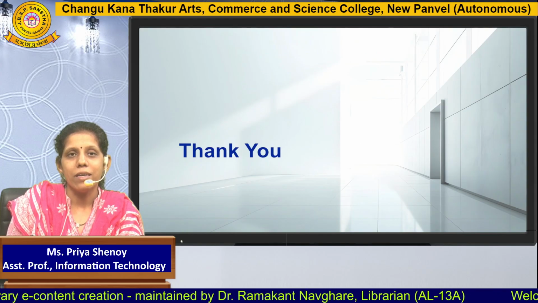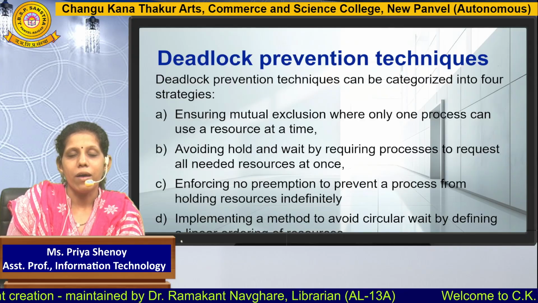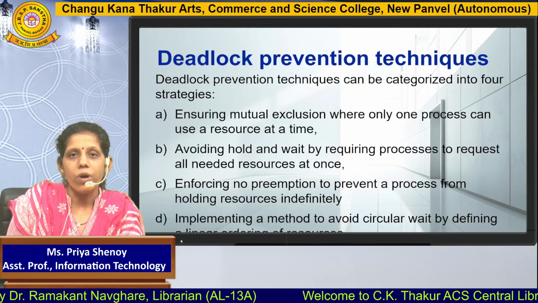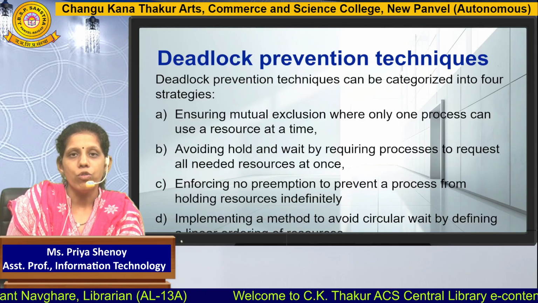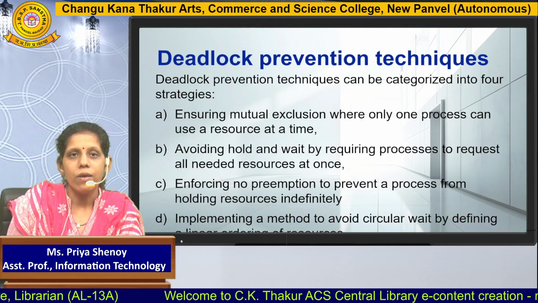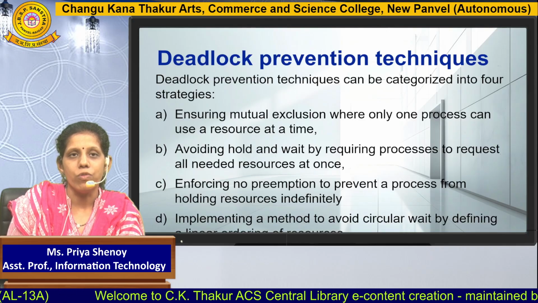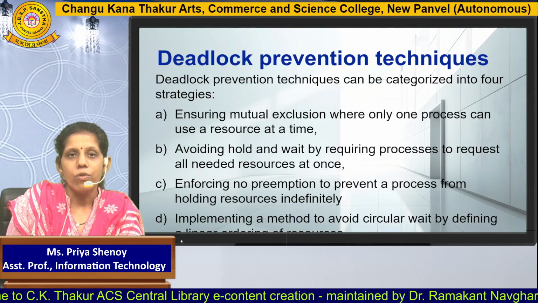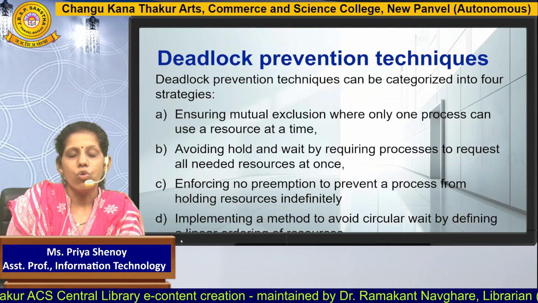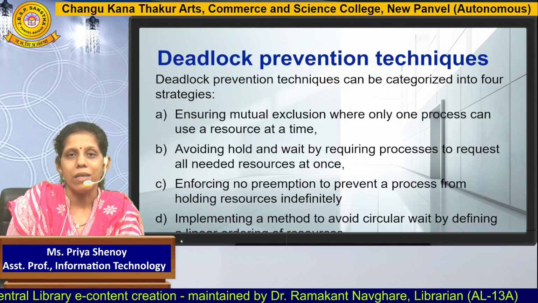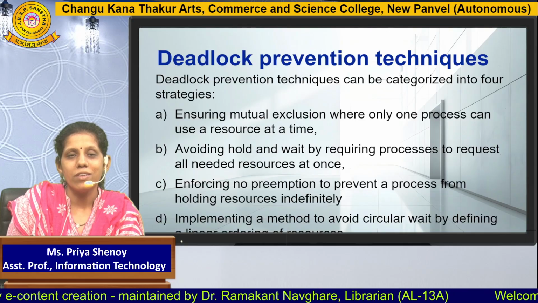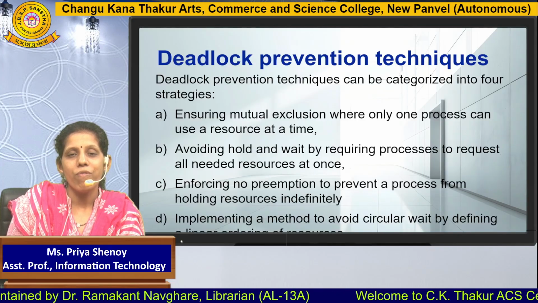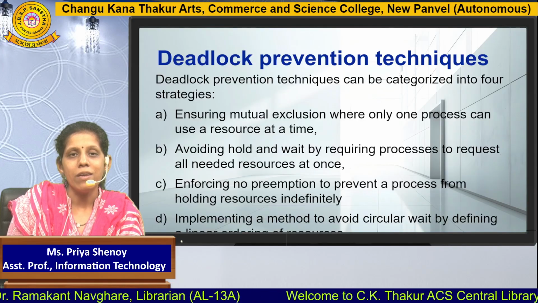So as we had considered, these are the four conditions, or four techniques that can be used to prevent the deadlock. So first, we can ensure that mutual exclusion is there, in which case only one process is using the resource. Then second, we have to avoid hold and wait, by requiring the processes to request all the needed resources at once. Here, before the process starts its execution, it will hold all the resources and then it need not have to wait for any other resource to continue with its execution.